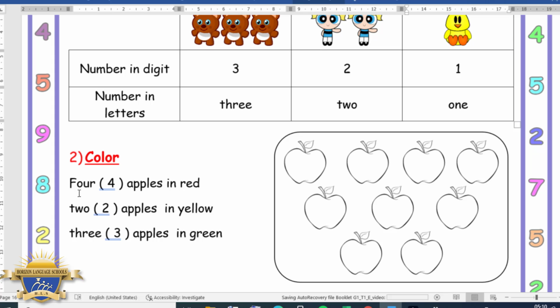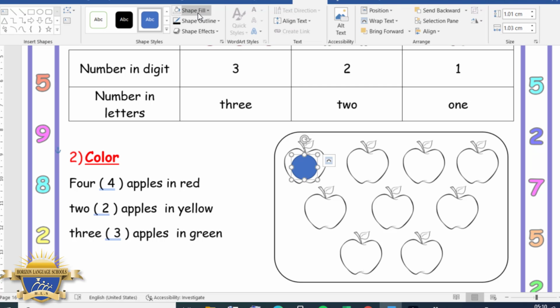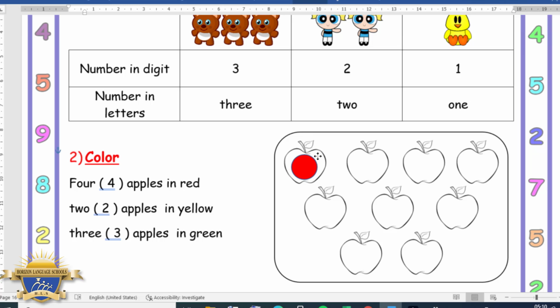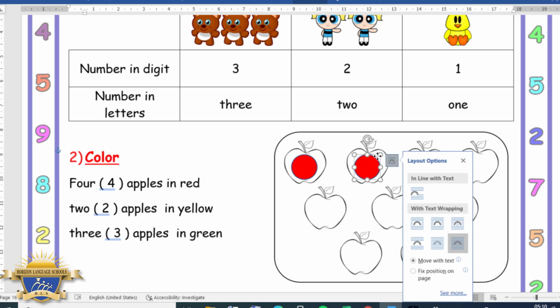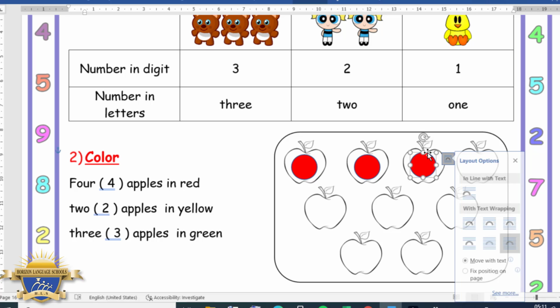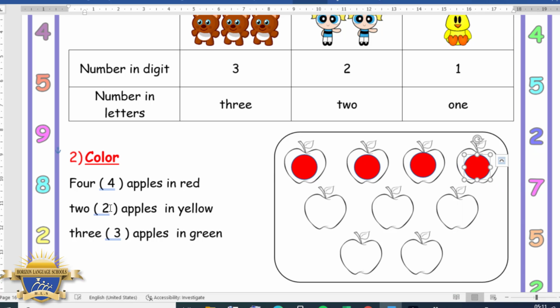Color. I want to color 4 apples in red. So I will put just shape in red. Here is 1, 2, 3, and 4.